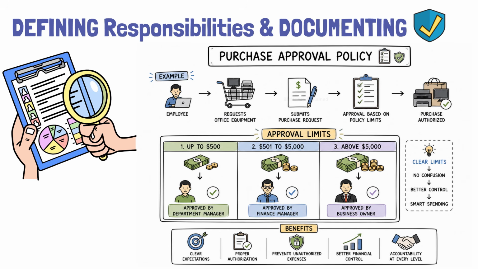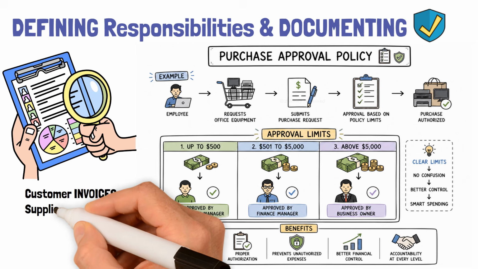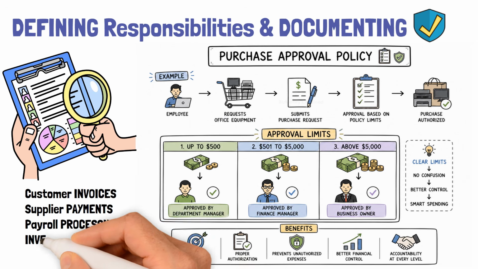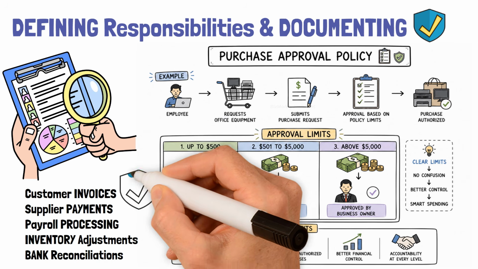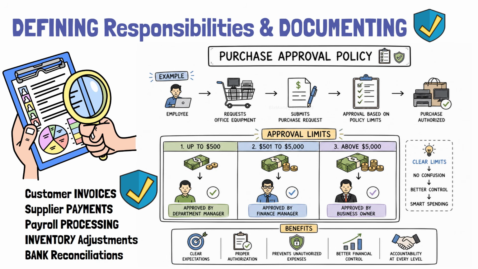without proper authorization. The same idea applies to customer invoices, supplier payments, payroll processing, inventory adjustments, and bank reconciliations. Each responsibility should belong to a specific person or role instead of being shared by everyone. Clear ownership improves accountability and reduces the chance of errors.